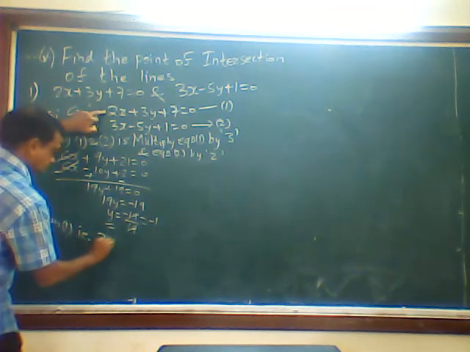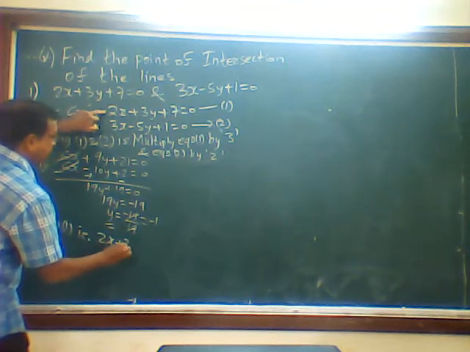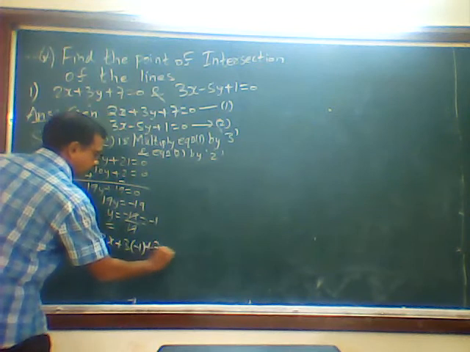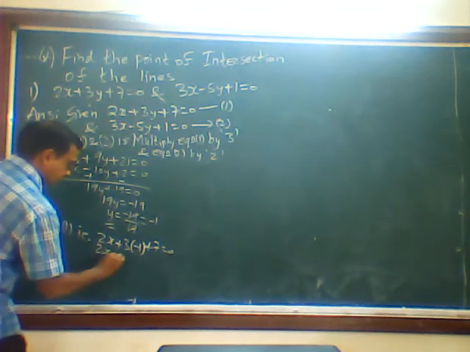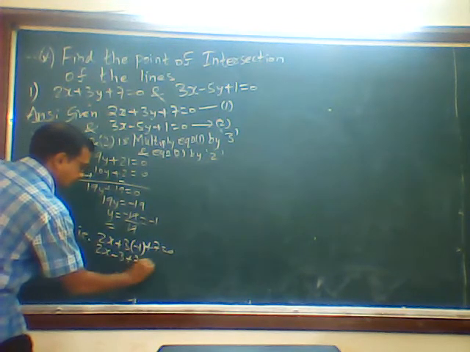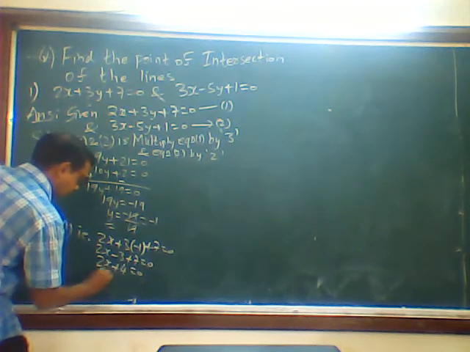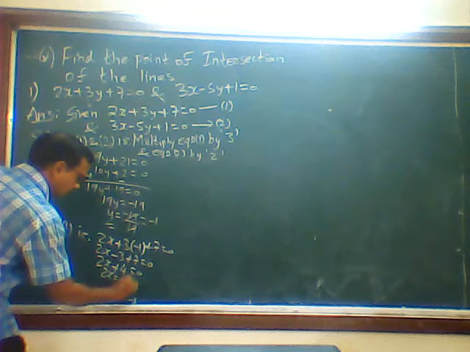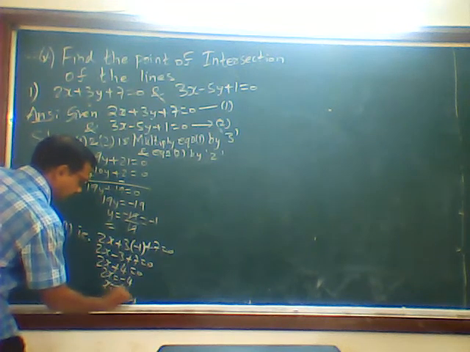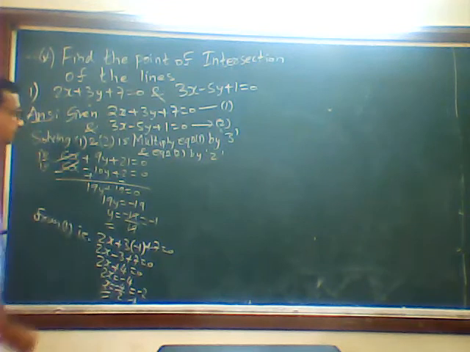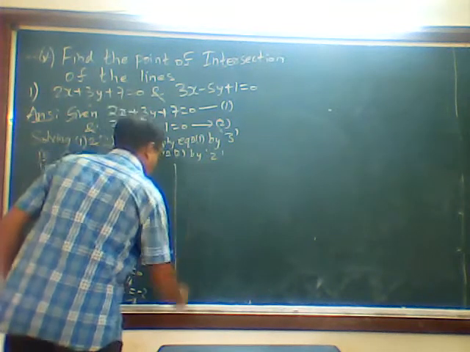2x plus 3y. In place of y, I put minus 1. Plus 7 is equal to 0. So 2x minus 3 plus 7 is equal to 0. 2x plus 4 is equal to 0. 2x is equal to minus 4. X is equal to minus 4 by 2. It is minus 2. Okay. Therefore, I say here only.